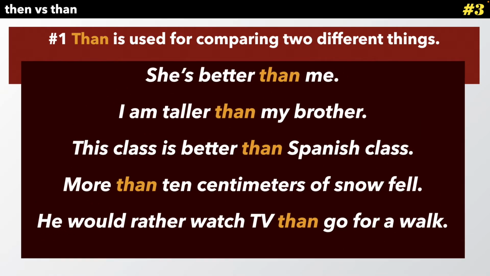Than is used for comparing two different things. She's better than me. I am taller than my brother. This class is better than Spanish class. More than 10 centimeters of snow fell. He would rather watch TV than go for a walk. All of these sentences are comparing two different things, or sometimes, like the snow, different amounts.